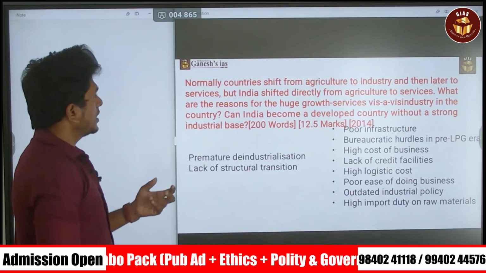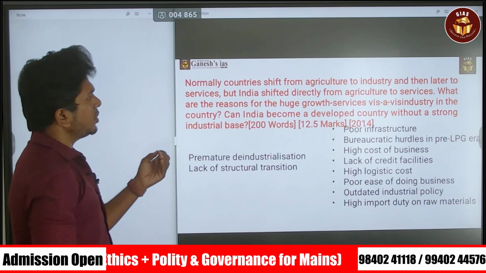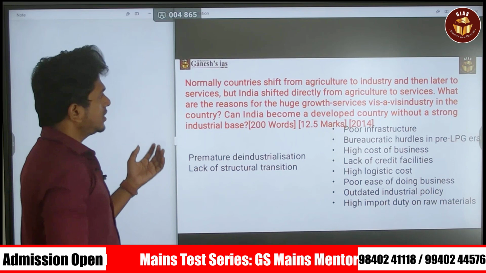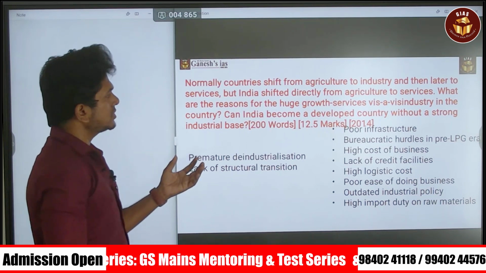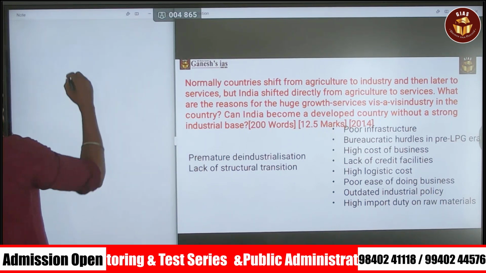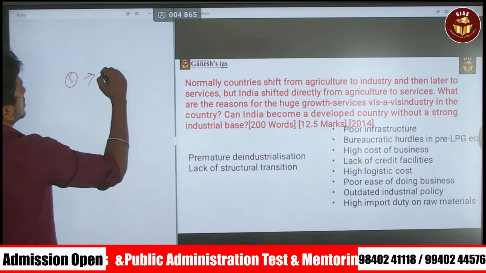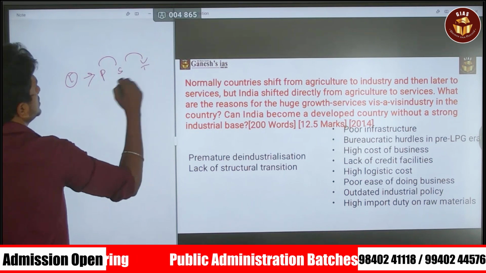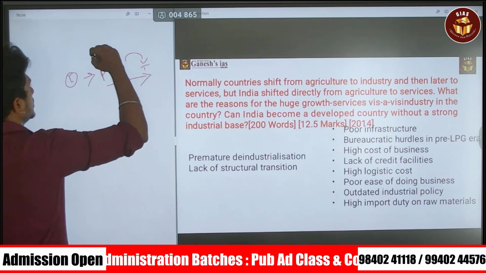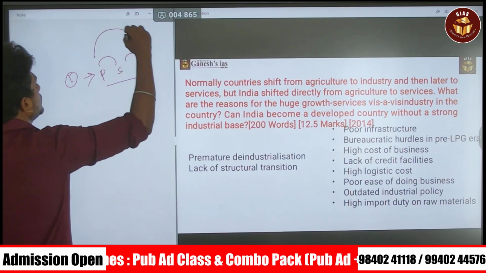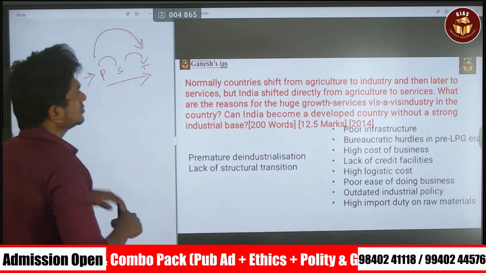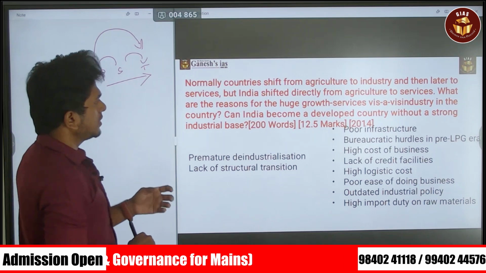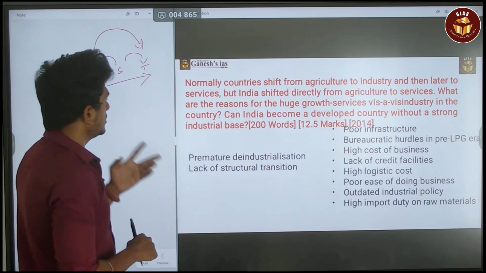Normally countries shift from agriculture to industry and then later to services, but India shifted directly from agriculture to services. This is the first statement. Primary to secondary to tertiary is the way growth normally happens, but when it comes to India, it shifted from primary to tertiary. Next, what are the reasons for the huge growth of services with respect to industries in the country?